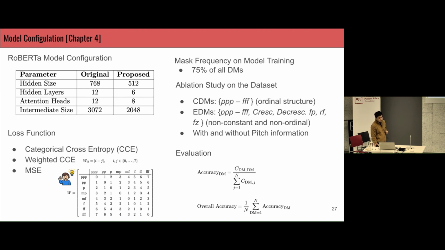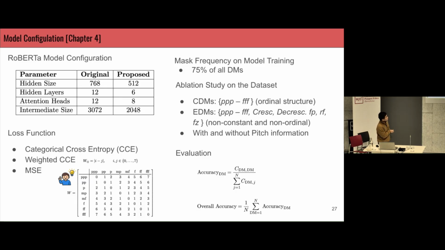And I only masked the dynamics markings because it is what we are interested in. Then 75% of dynamics markings were masked so that we can see the relativity against the shown dynamics markings and see the trends more clearly in the model.